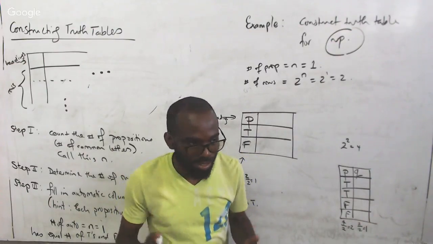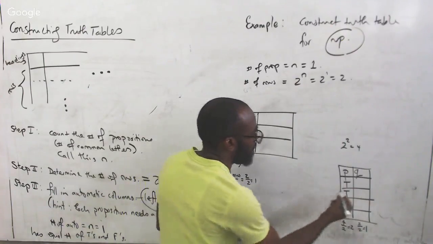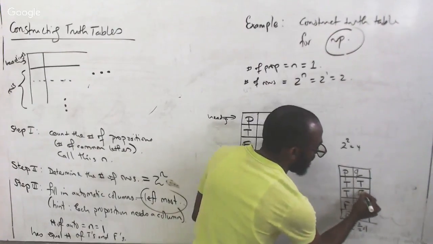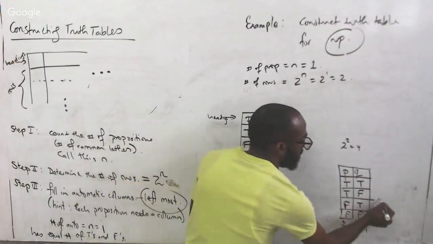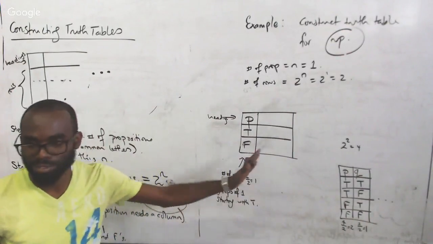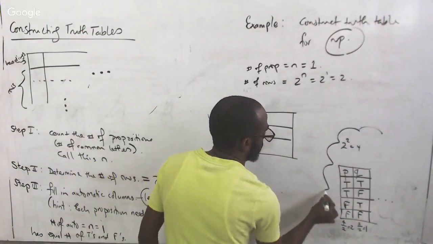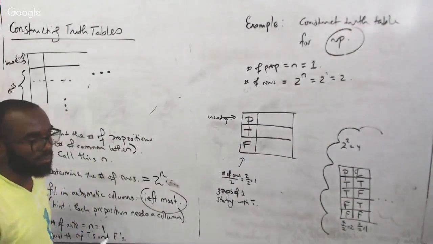So that's how you ensure that you're correct, right? So in this case now, this should have been groups of 1: T, and then F, and then T, and then F. Here, that's how we fill in our automatic columns, if we have them. Fair enough? So that's the last automatic column.